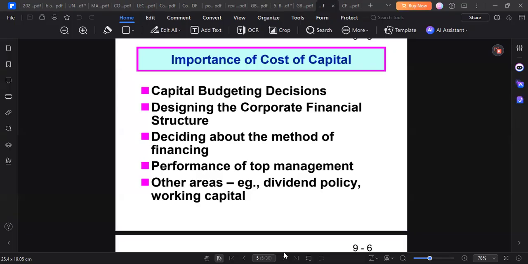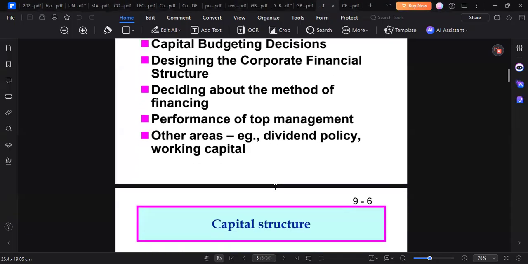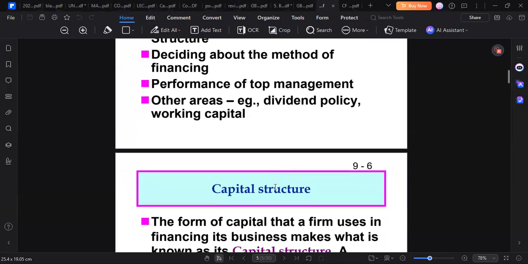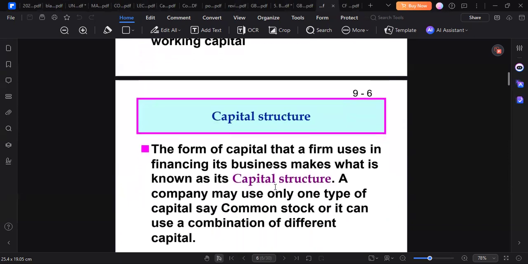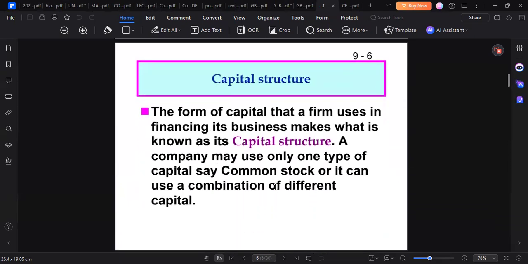Now, we also want to look at the capital structure. This is where cost of capital comes to life. Capital structure: what are we talking about? Capital structure is the form of capital that a firm uses in financing the business. So we call that capital structure.